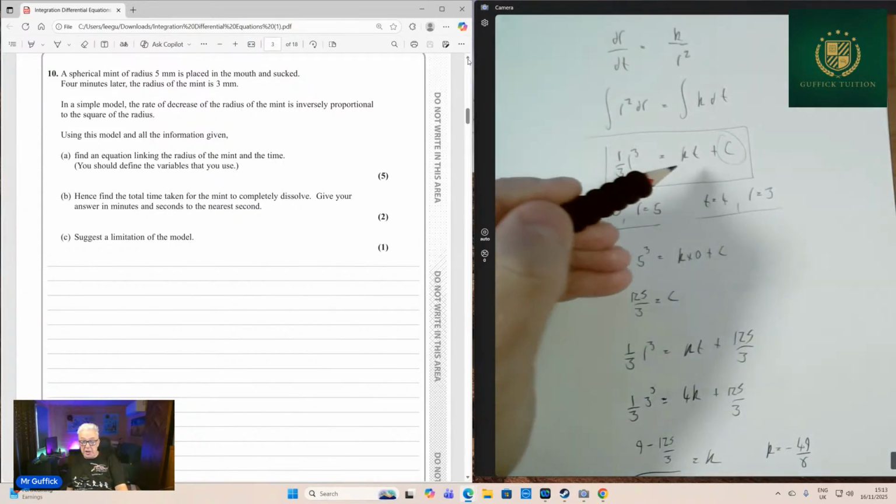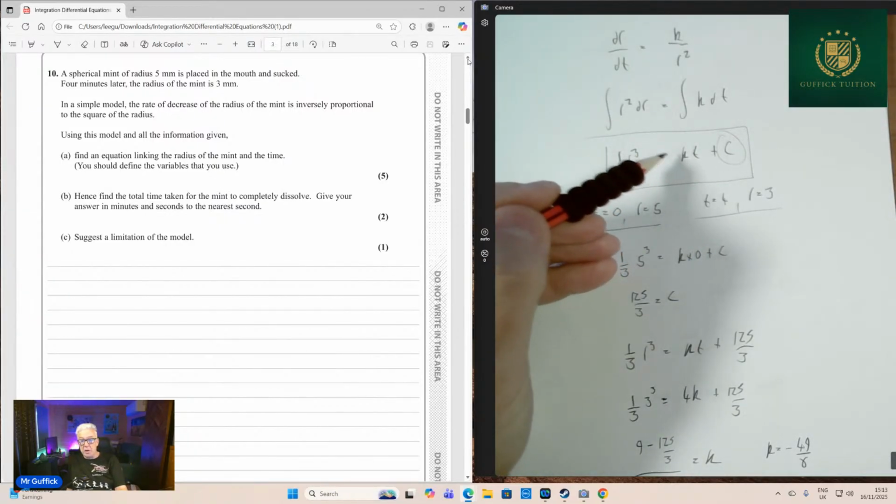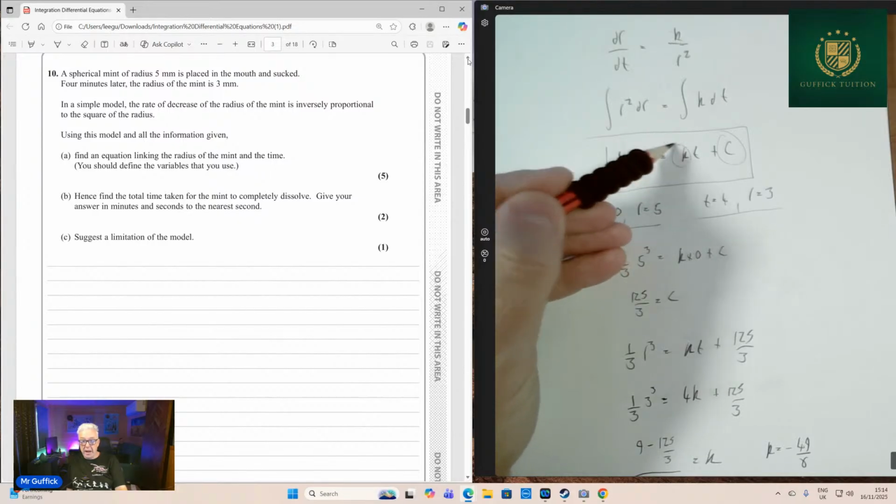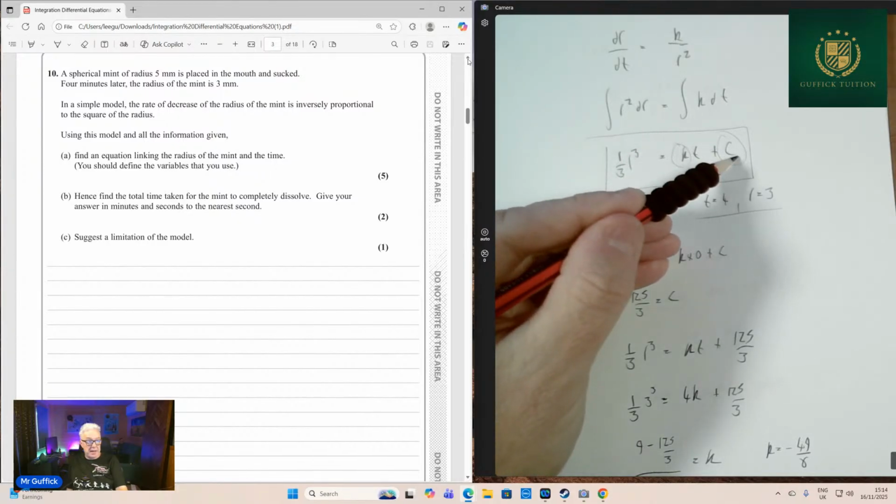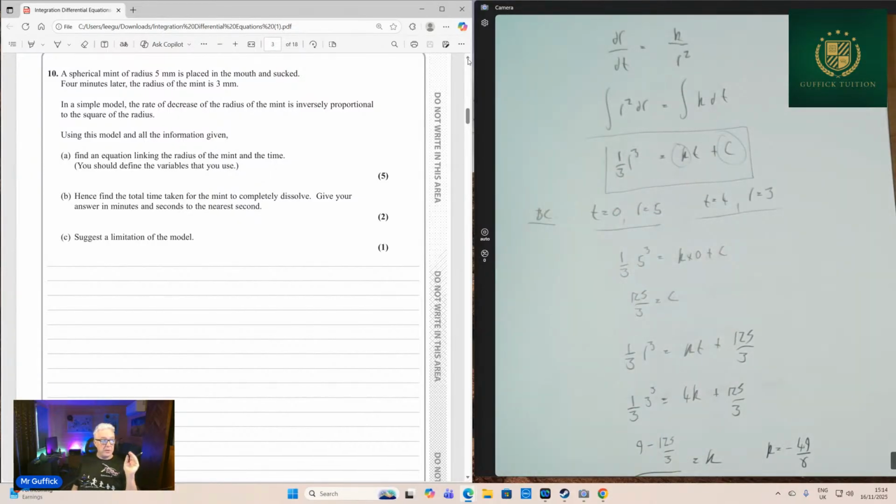And in fact, it's worth noting in this one that we've got 2 unknowns. We've got k is unknown and we've got c is unknown, okay? So we need to work out what those unknowns are. Now, when you've got 2 unknowns, you need to have 2 boundary conditions.